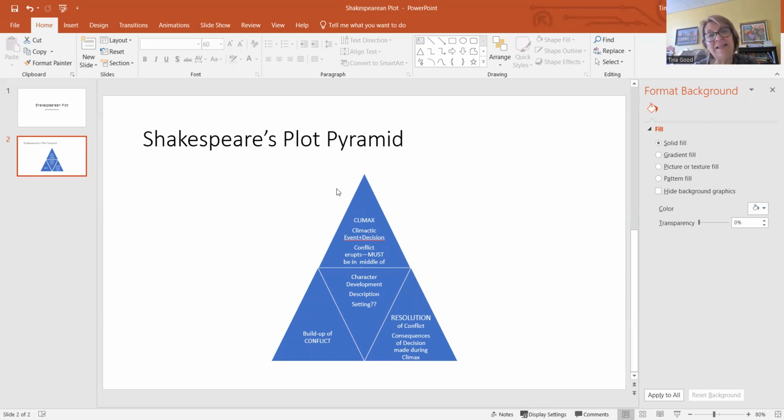And then the last half of your story should be the consequences of that decision. What has happened? What happens as a result of that decision? And thereby we get a resolution of the conflict. Whatever decision is made here is what determines what happens on this side.